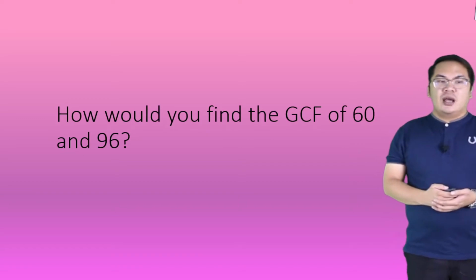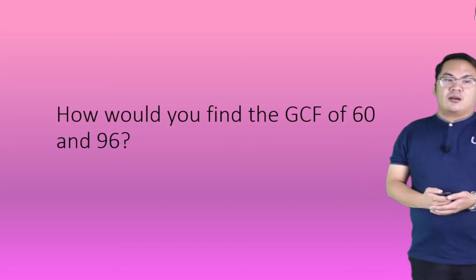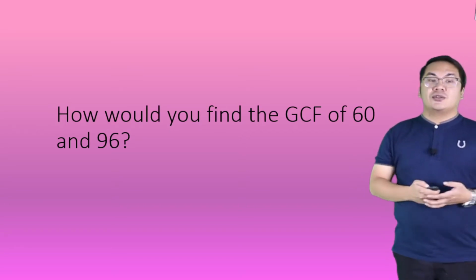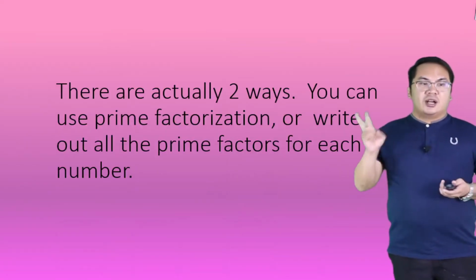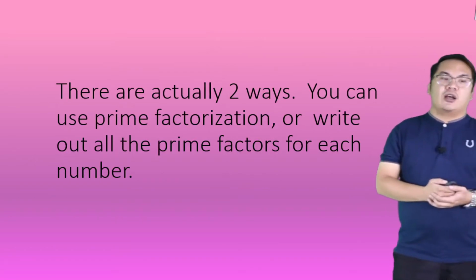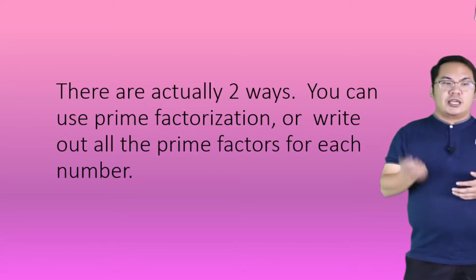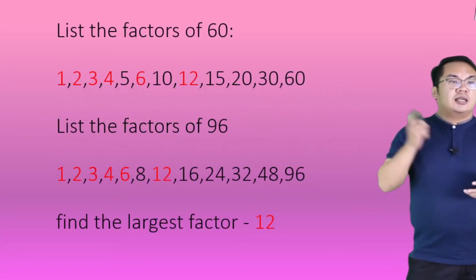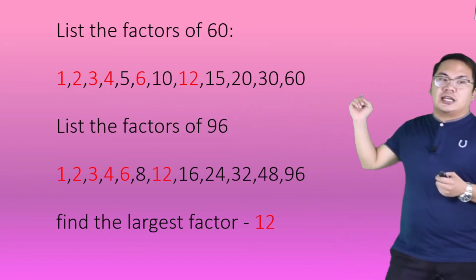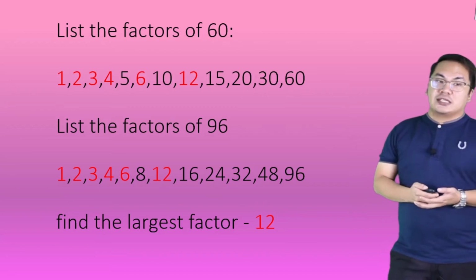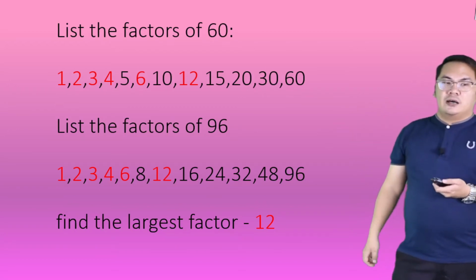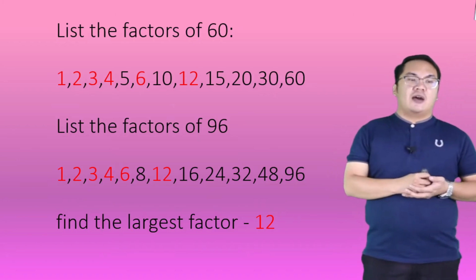Alright, how would you find the greatest common factor, or the GCF, of 60 and 96? How are we going to do that? There are two ways. You can use prime factorization, or write out all the factors for each number. The listing process is just like this: list all the factors of 60 and the factors of 96. Find the largest common factor.